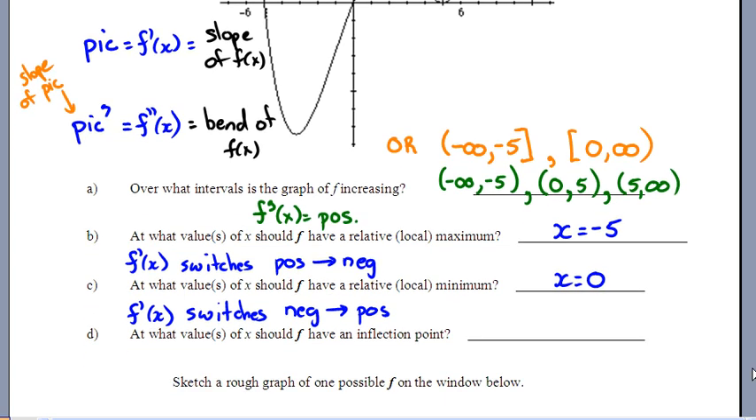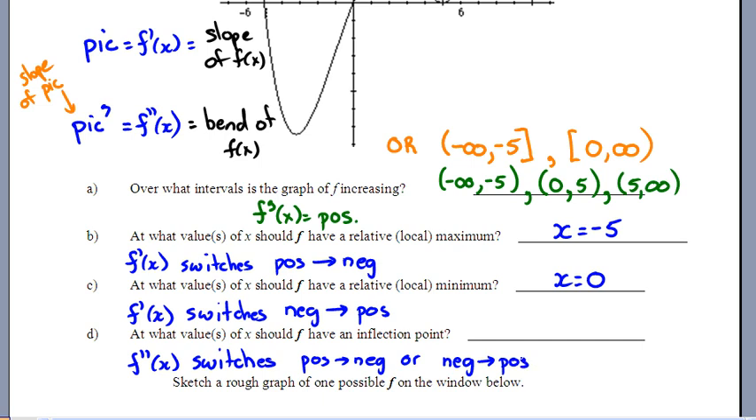Part D, at what values of x should f have an inflection point? All right, well, inflection points, that's what we talked about today. The second derivative, it's got to make some sort of switch. It has to switch. So it switches either from positive to negative, that would be fine, or from negative to positive. We'll take either one of those.